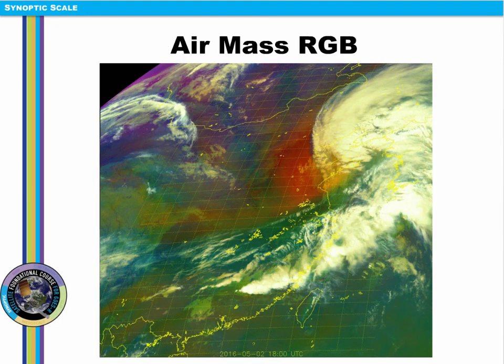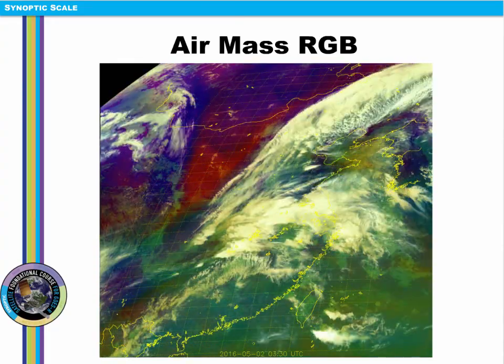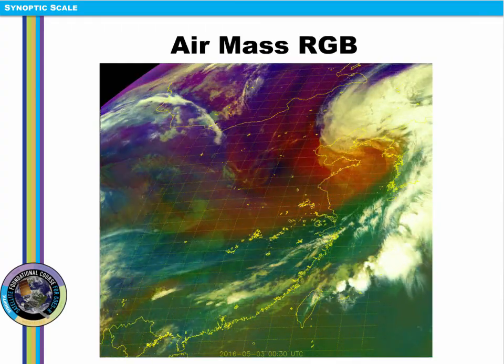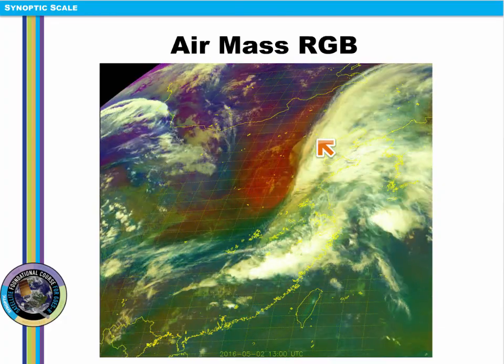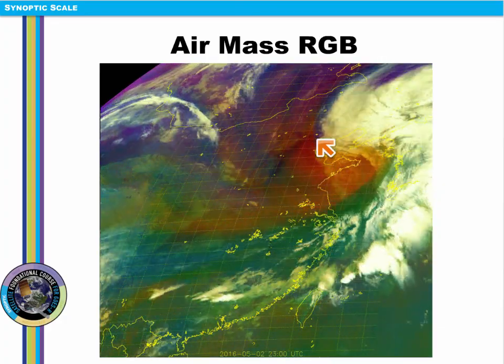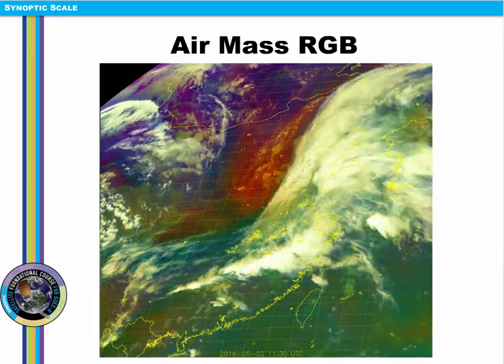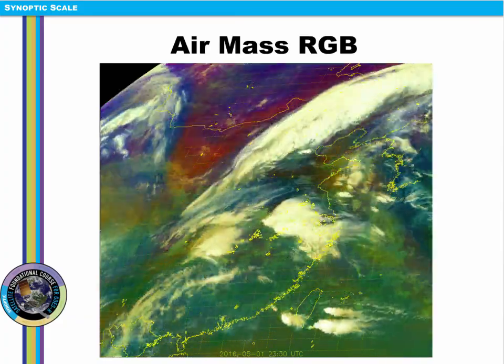This is a loop of the RGB air mass product for the case we've been analyzing over China. Note that this really brings out the high potential vorticity region in these red to orange shades with the stratospheric intrusion of high ozone. This product will have multiple uses in analyzing cyclogenesis, including analyzing different air masses.